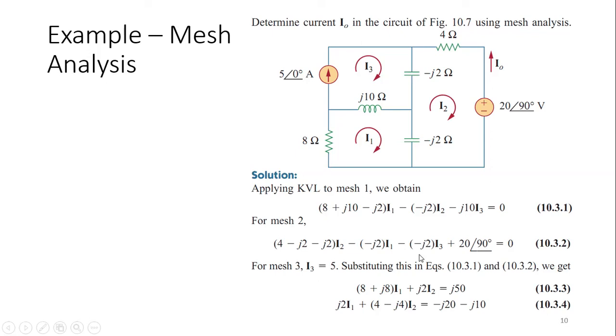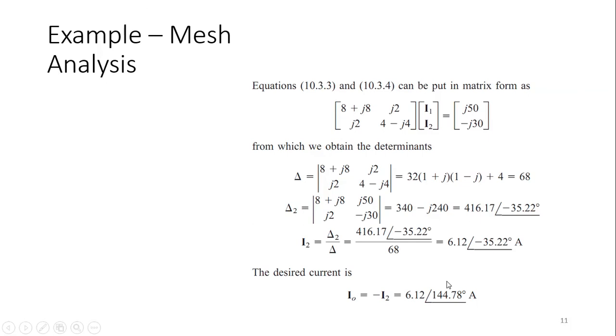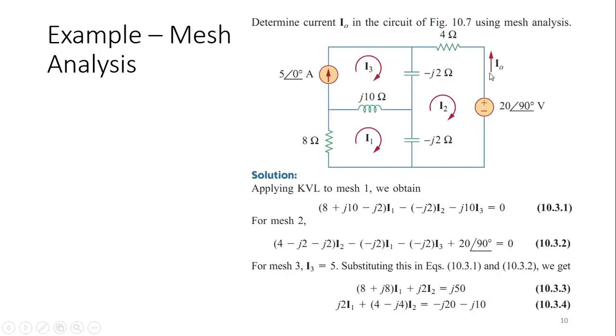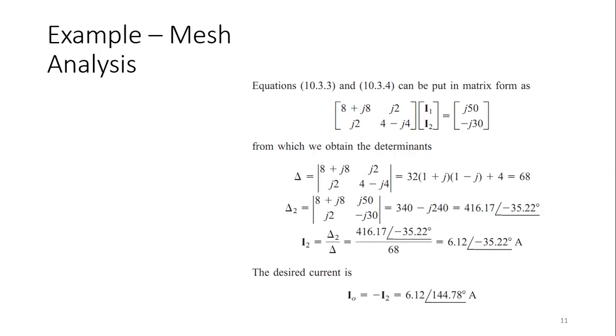Now solving these three equations, this one, and I3 equal to 5, we can simply find I1 and I2, and our I naught is minus I2. I naught is nothing but the current flowing in the opposite direction to I2 with equal magnitude. We can say that I naught is the opposite of I2, that is, opposite in phase and the same in magnitude.